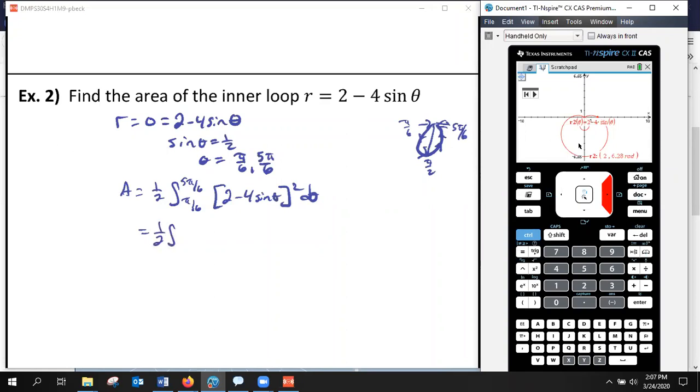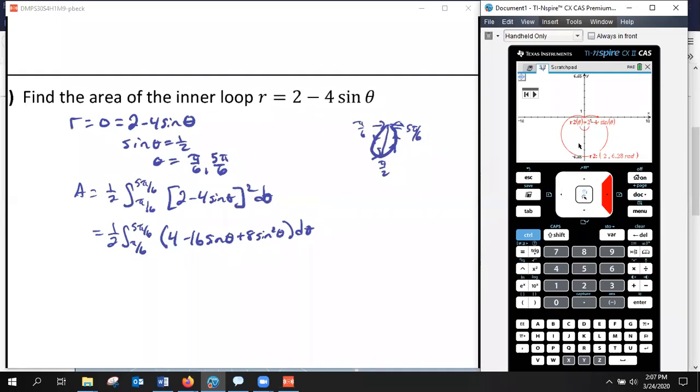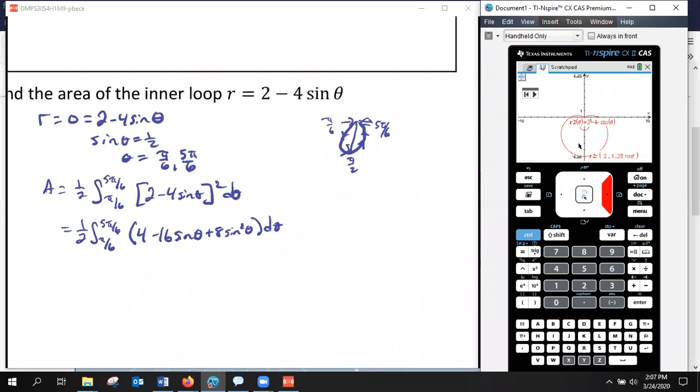Actually, knowing what's going to happen, it probably would benefit me to go to pi over 2. But let's pretend I didn't. So let's FOIL: 4 minus 16 sine theta, and then plus 8 sine squared theta, d theta. And this means that once again, I'm going to have to use power reducing formulas.